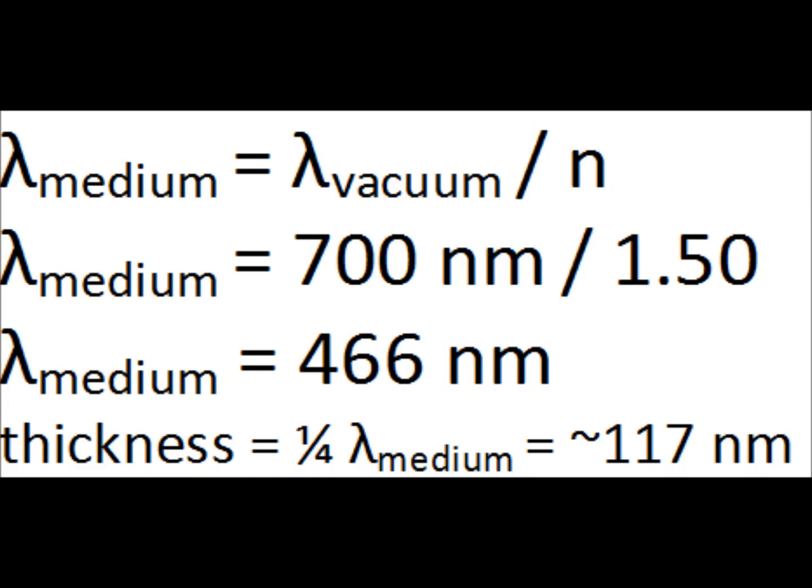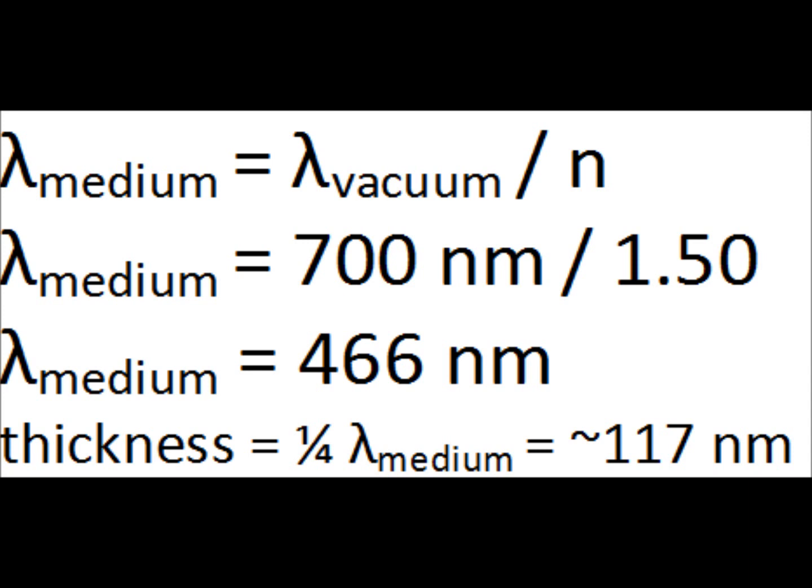We have our expression: the wavelength of light in the oil is equal to the wavelength of light in vacuum divided by n, the index of refraction of the oil. So I'm going to take the wavelength of red light I picked, 700 nanometers, and divide it by 1.50, the index of the oil, and that gives us a value of 466 nanometers.